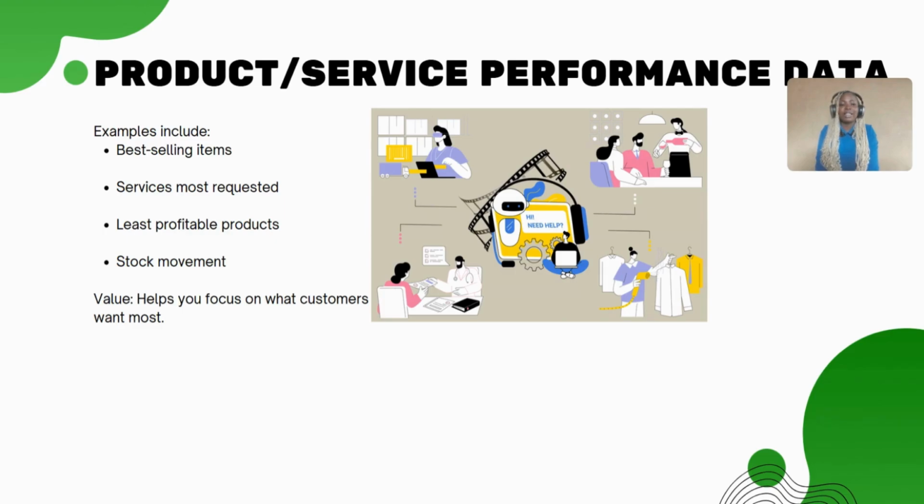So the next one is product or service performance data. You also have to collect this data. You have to know what items are performing well. You have to know the ones that are least profitable, so you know whether to drop it or to try to market it more. You have to know what services are most requested, and all this helps you understand what the customers are really interested in.